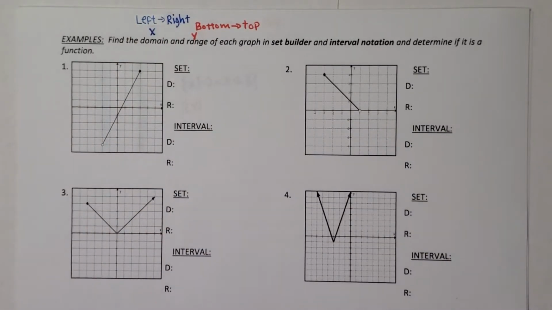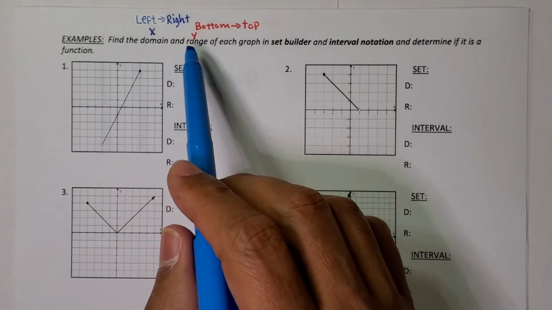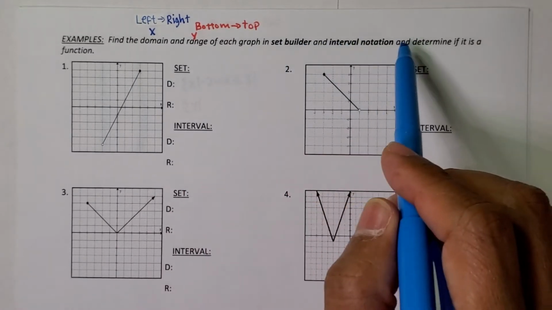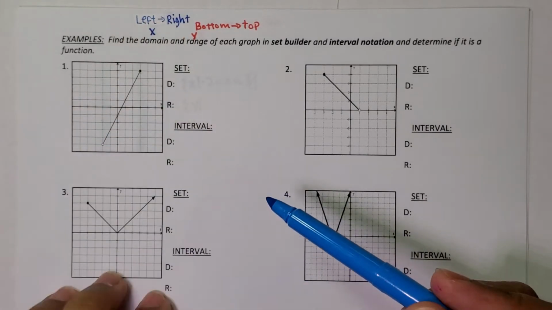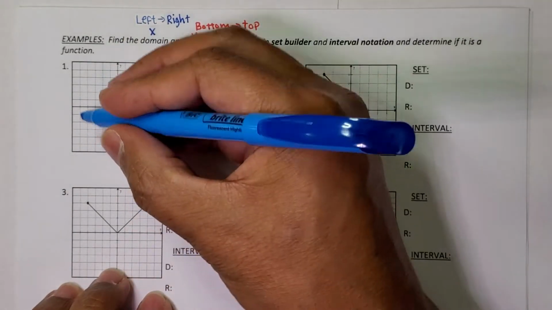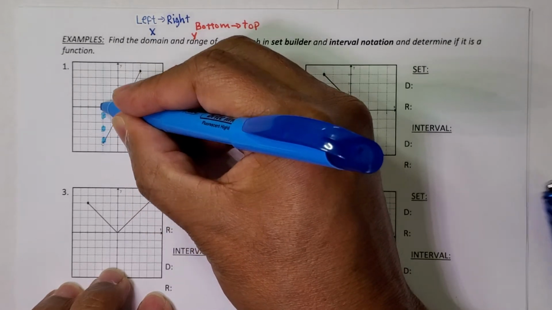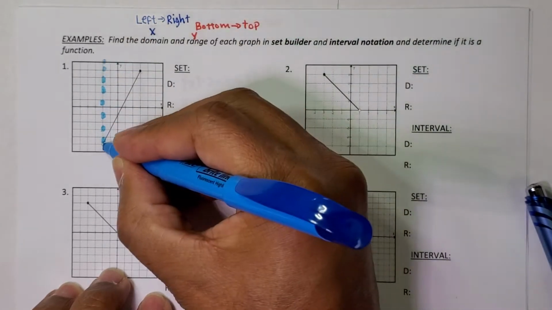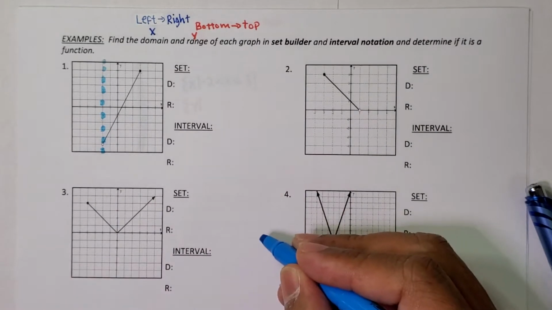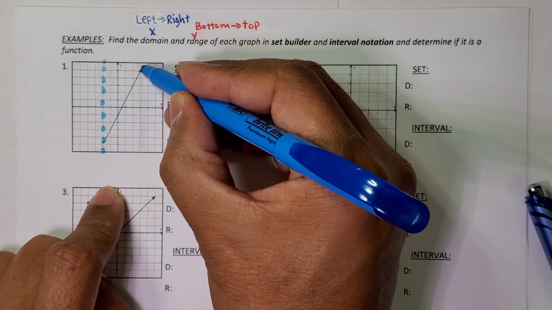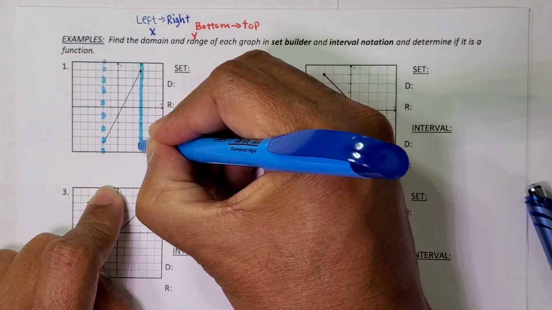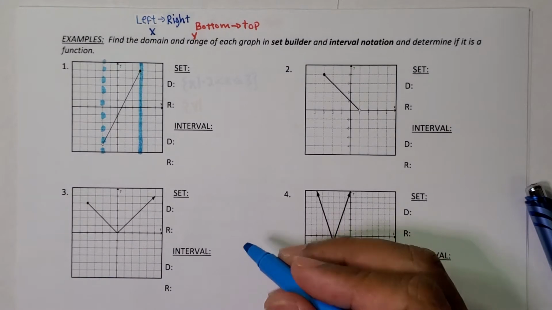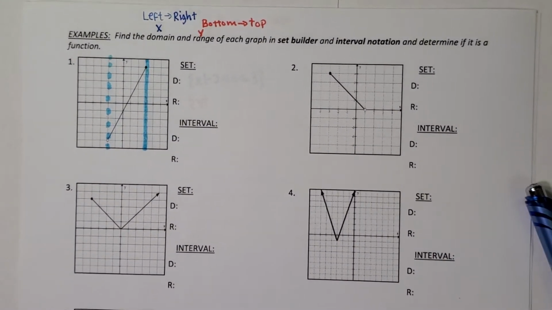Okay, so I'm looking for domain. Here I'm being asked to find the domain and range of each graph in set builder and interval notation and determine if it is a function. First of all, I'm going to go from left to right. On the left, I see that I have an open circle, so I'm going to draw with my blue highlighter a dashed line. And then on the right, I see that I have a closed circle, so I'm going to draw a solid line. That's going to help me determine the domain and the range and what I need to use to state domain and range. So let's go ahead and do the domain first.